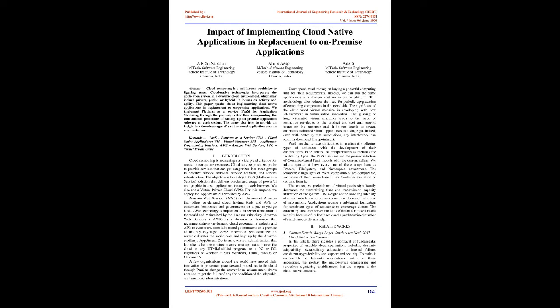Introduction. Cloud computing is increasingly a widespread criterion for access to computing resources. Cloud service providers prefer to provide services that can be categorized into three groups in practice: service software, service network, and service infrastructure. The objective is to deploy a PaaS, Platform as a Service, solution that delivers on-demand usage of powerful and graphic-intense applications through a web browser. We also use a virtual private cloud, VPC. For this purpose, we deploy the AppStream 2.0 provided by AWS.